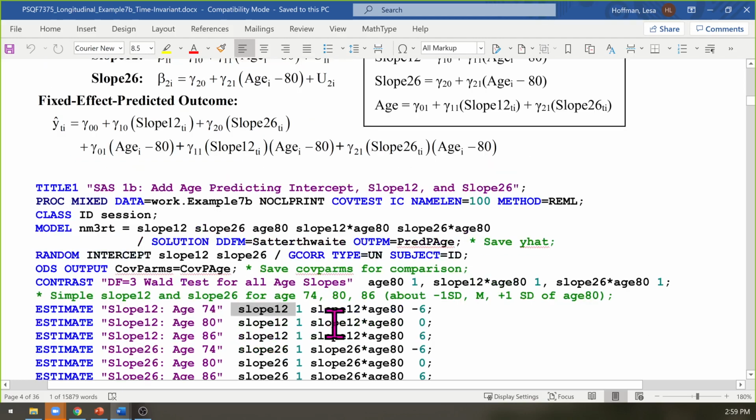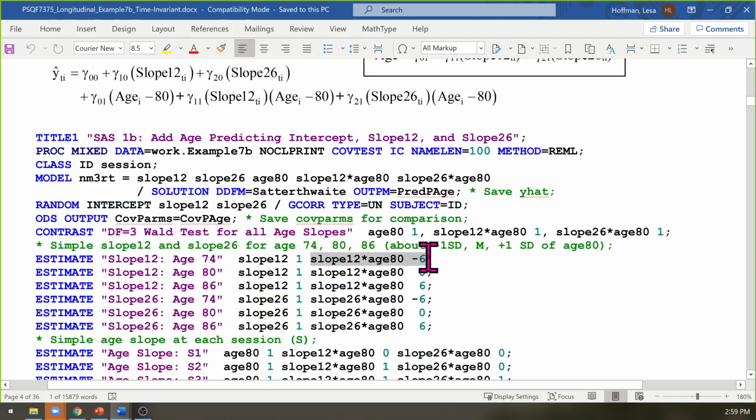Then, for the interaction term of slope 1, 2 with age, I fill in the value of the moderator. For whom do I want slope 1, 2? I want it for a 74-year-old. Because I've centered age at 80, I put a -6 there.